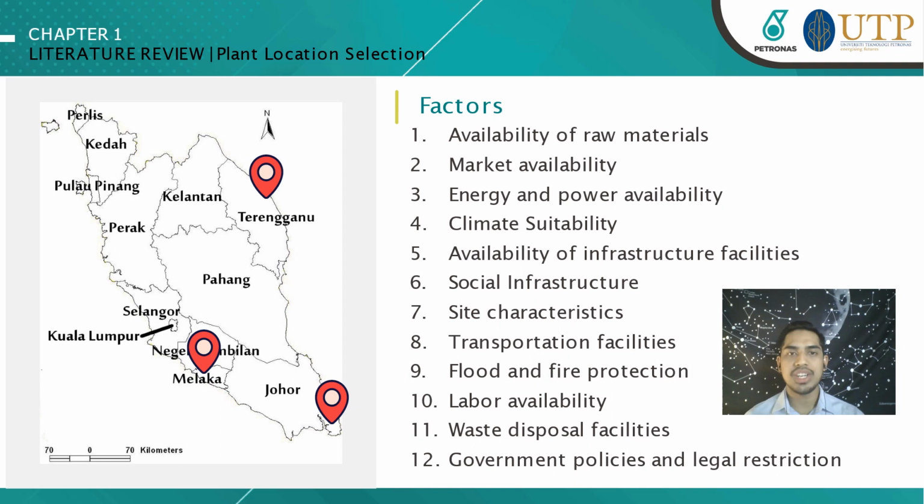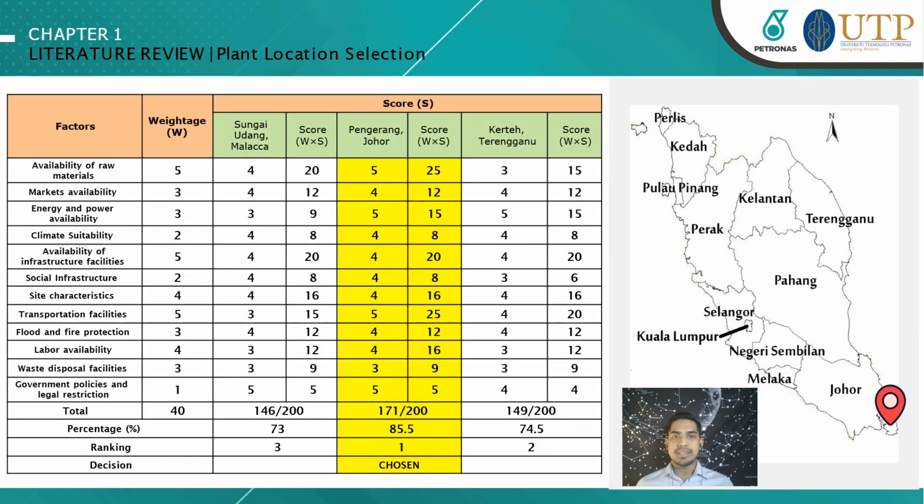Three potential locations are selected for evaluation and comparison, which are Sungai Udang Melaka, Pengerang Johor, and Keteh Terengganu. This table summarizes the criteria evaluation that was made on those three potential locations, where weightages are assigned to each factor and location, in which 5 marks indicate very good and 1 mark indicates very bad. In conclusion, it is determined that Pengerang Johor is the most suitable plant location as it contains extensive infrastructure.